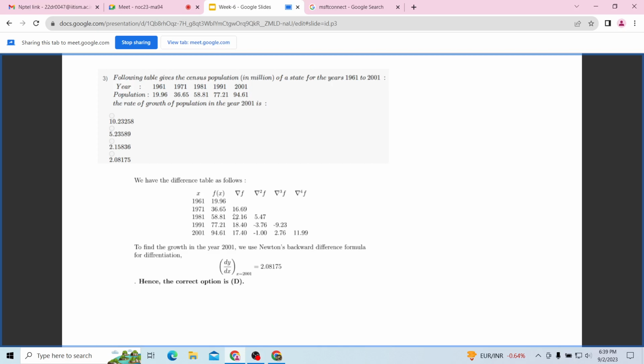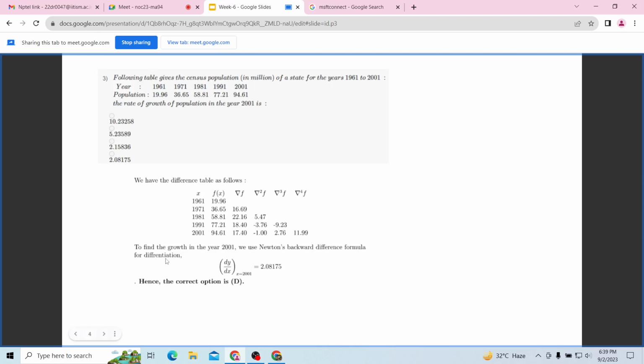In a similar manner, you can calculate the nabla f. Then for nabla square f, use this nabla f. So 22.16 minus 16.69 will give you 5.47. Fine. In this way, you calculate nabla f, nabla square f, nabla cube f, and nabla 4 f.